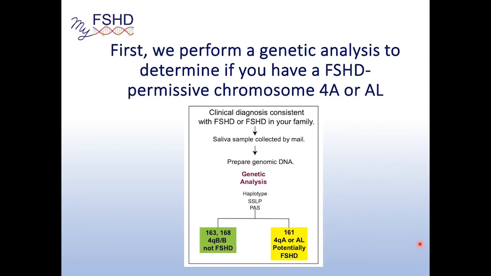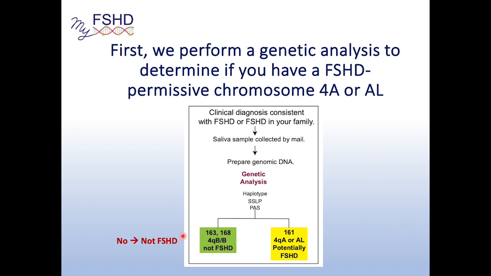Okay, so how are we going to do the test? The first thing, oddly enough, that we're going to do for an epigenetic analysis is a genetic test. We're going to try to figure out if you are FSHD permissive, meaning do you have an FSHD-permissive chromosome 4A or 4AL subtelomere? If you don't know what I'm talking about, you need to see the earlier part, part one of the presentation, because FSHD is only associated with 4A and 4AL subtelomeres.